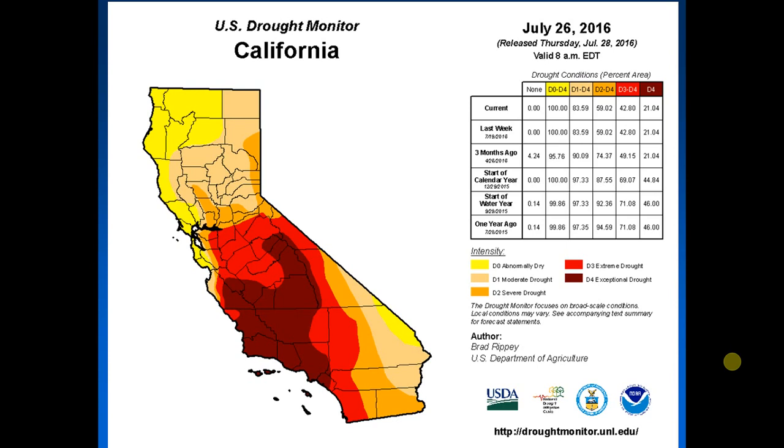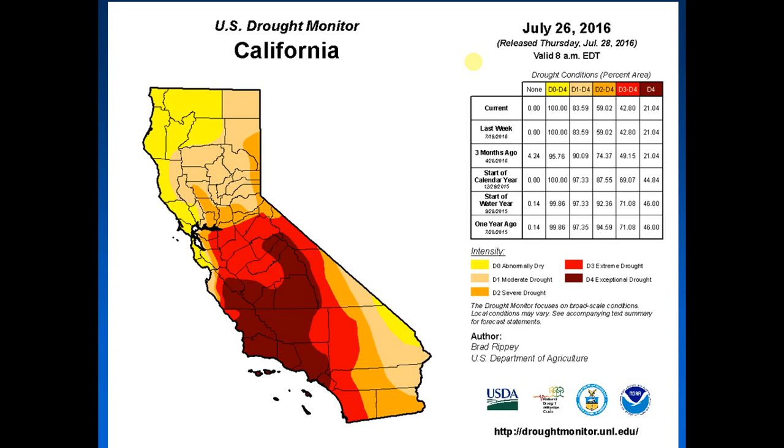And by the way, UNL stands for University of Nebraska Lincoln. That puts out the drought monitor. And we can look at different categories of drought in California. So this is, as of this lecture recording, the most recent update for California's drought situation. This was released Thursday, July 28th, and it's valid for Tuesday, July 26th.